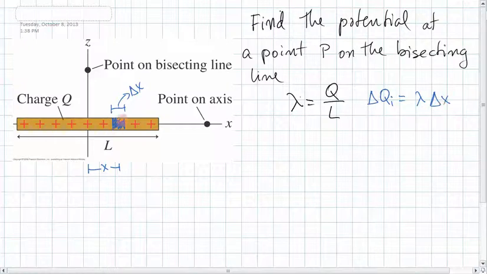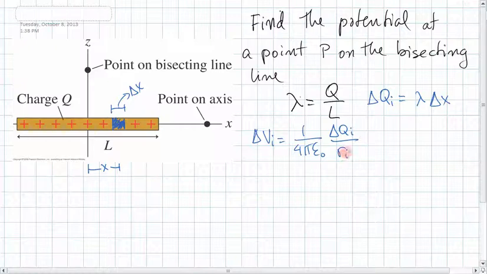So what we are going to do is find the potential due to this little piece, and then find the potential due to each one of those little pieces along the line and add them all. So basically the potential due to that little piece, delta Vi, is equal to what? To 1 over 4 pi epsilon naught, then you have the charge on that little piece, delta Qi, divided by Ri.